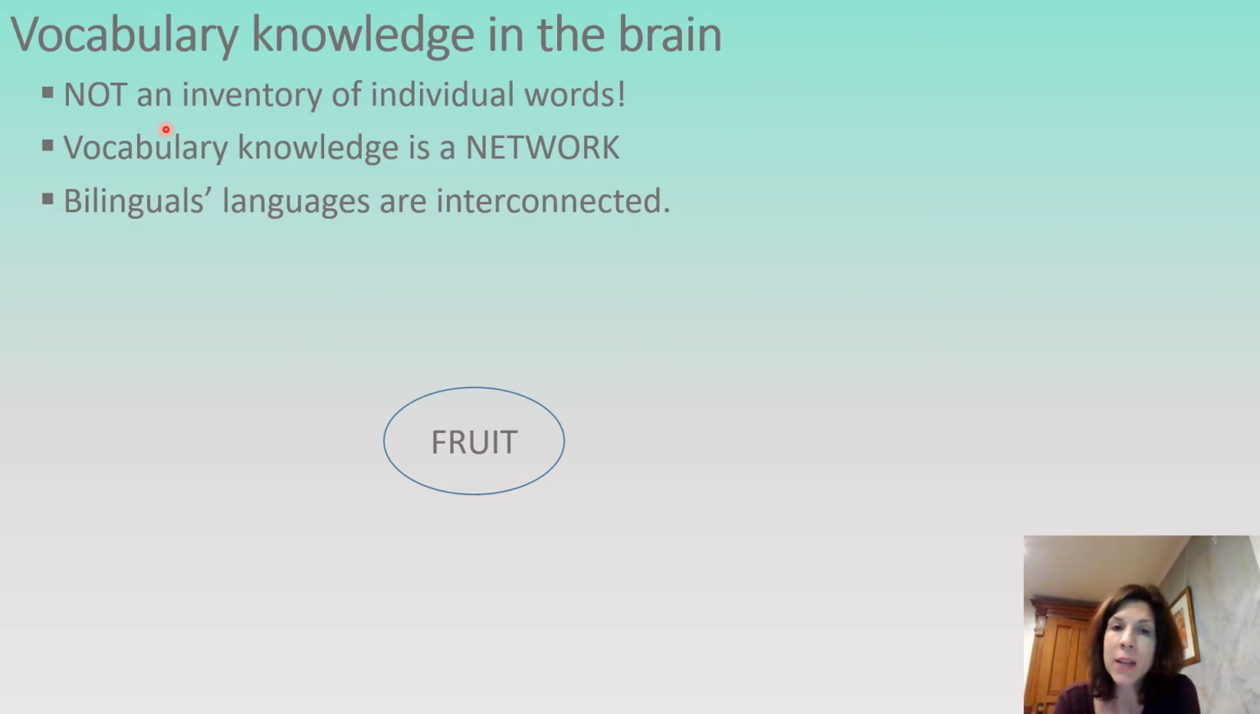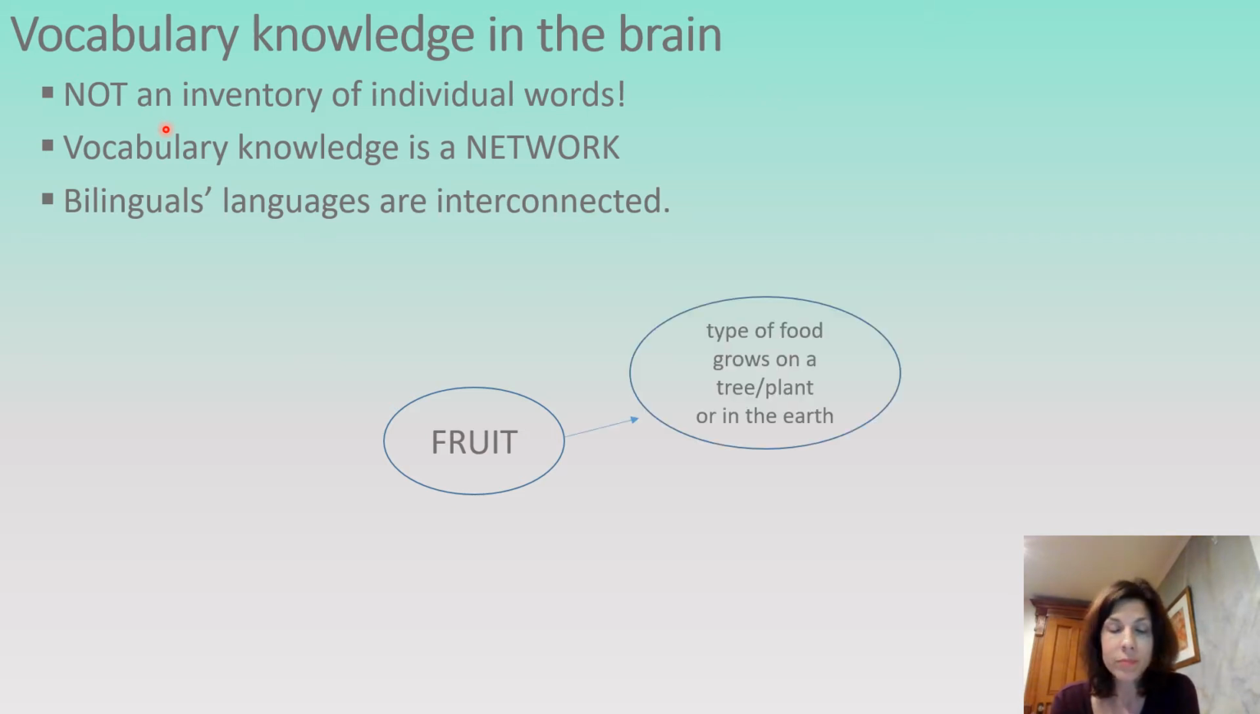So let me give you an example of how vocabulary knowledge is mapped in our minds, okay? So let's just take the word fruit. The first thing that you'll probably guess correctly is that we have a representation of what this word means, okay? So we know that fruit is a type of food that grows on a tree or a plant or in the earth, right? So the first thing that might come to your mind is the definition of a fruit.